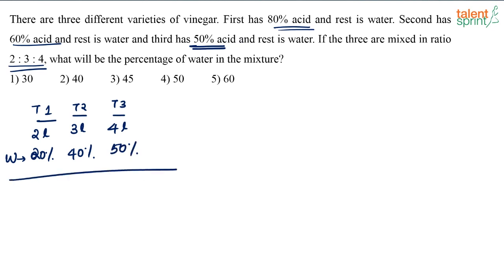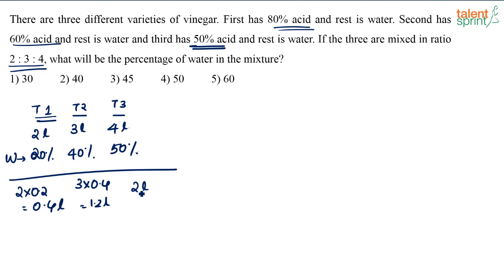So, now what are they asking? What is the percentage of water in the mixture? If I consider type 1, out of 2 liters, 20% is water. So, how much is water? 2 into 0.2, this is the amount of water in T1, which is nothing but 0.4 liters. Similarly, how much is water in T2? Out of these 3 liters, 40% is water, or I can say 1.2 liters is water. Out of these 4 liters, half of it, that is 50%, is water, or 2 liters is water. So, what is the total percentage of water?